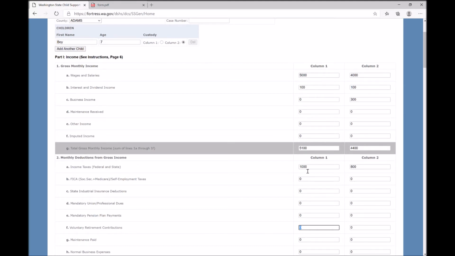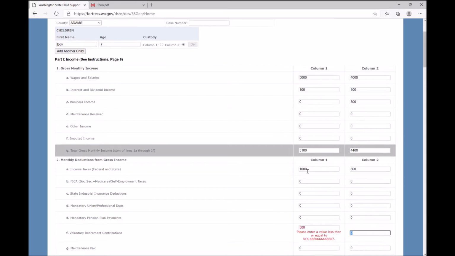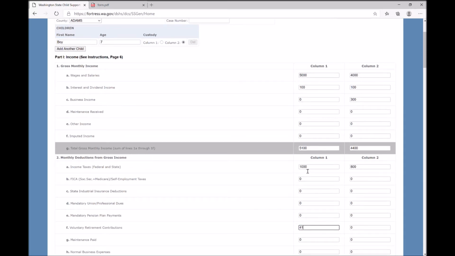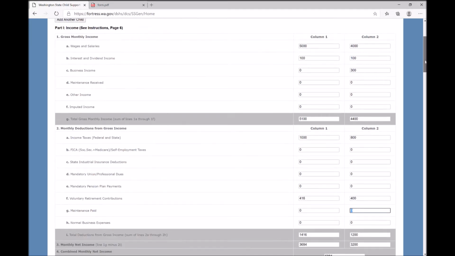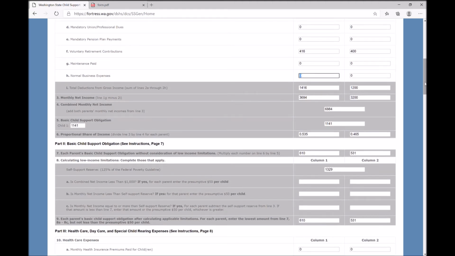So if the father pays, say, $500 a month, then it would not accept it. It'll say the maximum is $416. So let's say $416 for the father, and the mother also contributes maybe $400. Maintenance paid, let's assume nobody pays anybody any maintenance. We'll scroll down a little bit. Normal business expenses. Since the father does not have his own business, but the mother, we said, has a little bit of business income, let's say her business expenses are $100 a month.